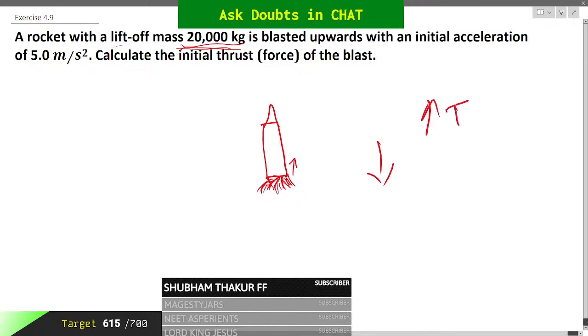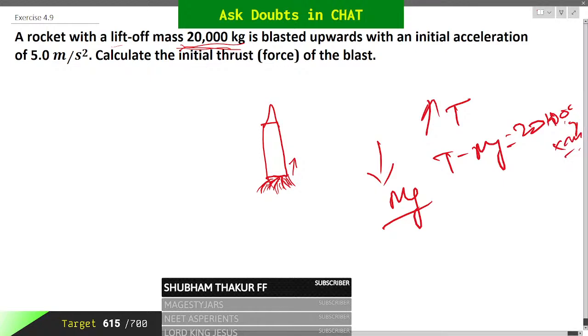Let us assume that T is the thrust and mg is the gravitational force acting on the body. So T minus mg must be equal to 20,000 kg times the 5 meters per second square acceleration. Now if we calculate this, we will get the value of the thrust that is required.